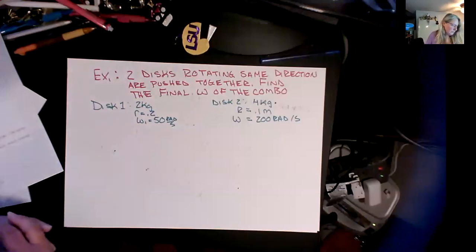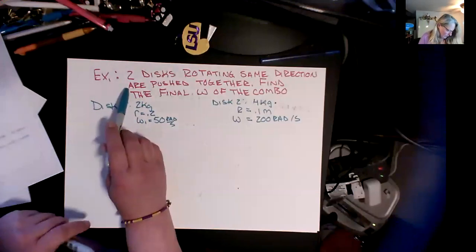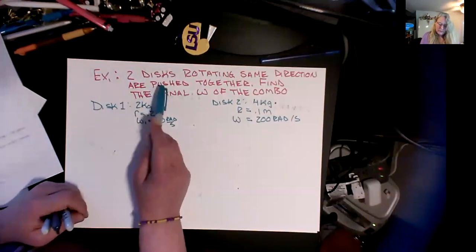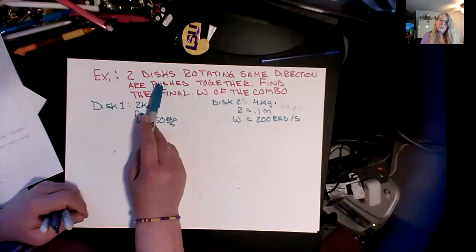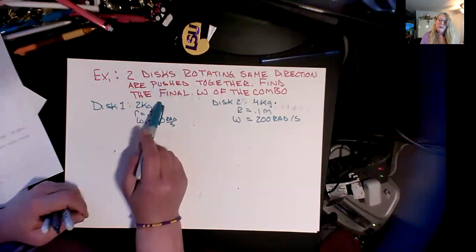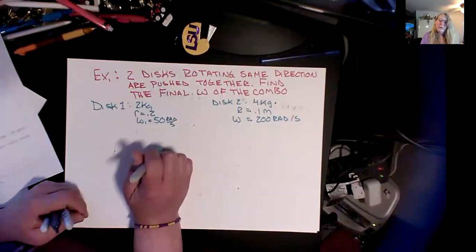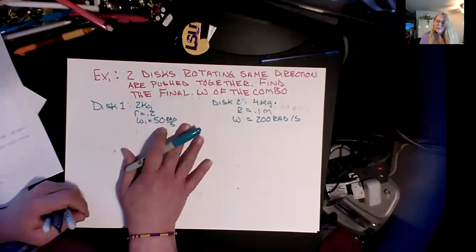Our first example is example 1 on page 9-20 of your handout. There are two disks rotating in the same direction. They're pushed together, and what we want to find is the final omega of the combination. First things first, let's think about this.